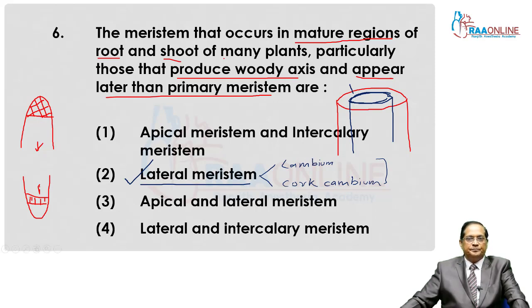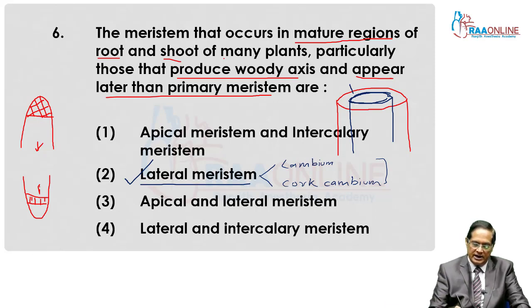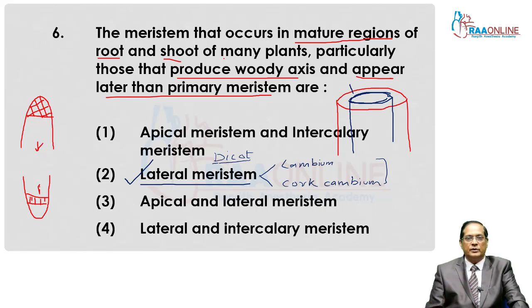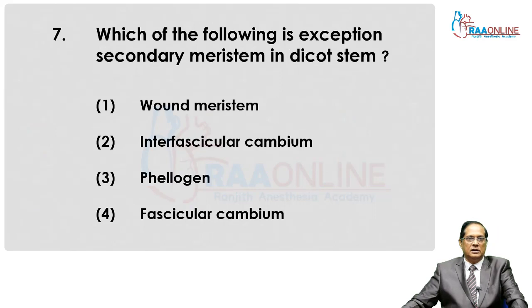Second, it is also termed cylindrical meristem. Third, it is responsible for the secondary growth in plants. Fourth, it is found in dicots only, in dicot stem and dicot root. And on the basis of origin, it is secondary meristem. Which of the following is the exception of secondary meristem?